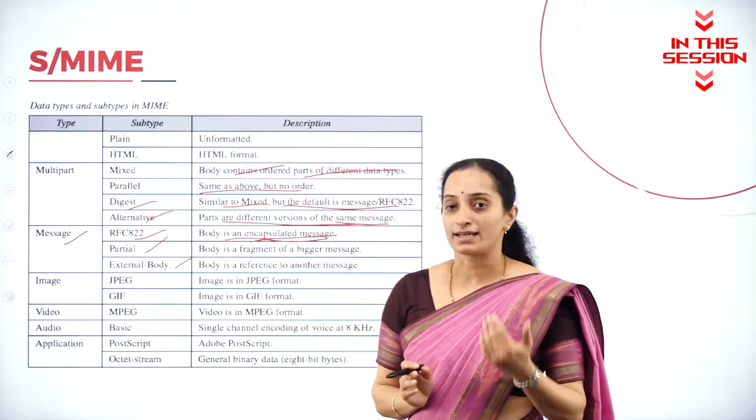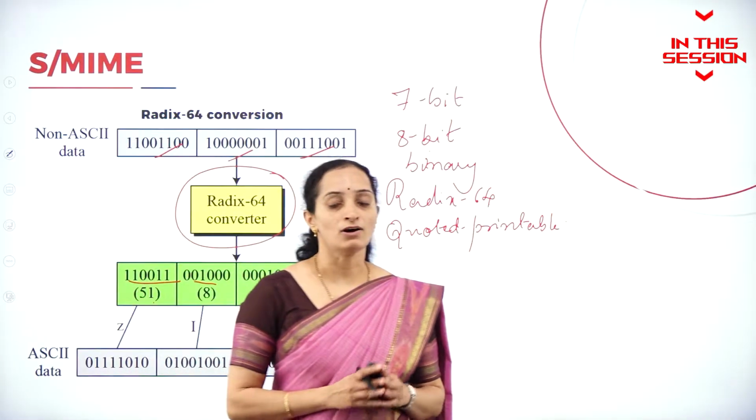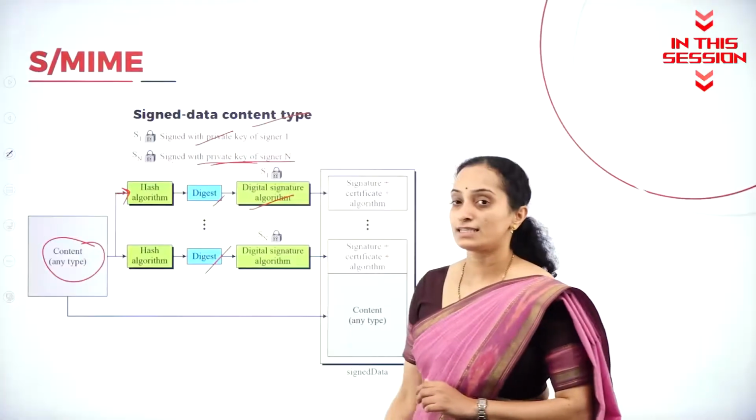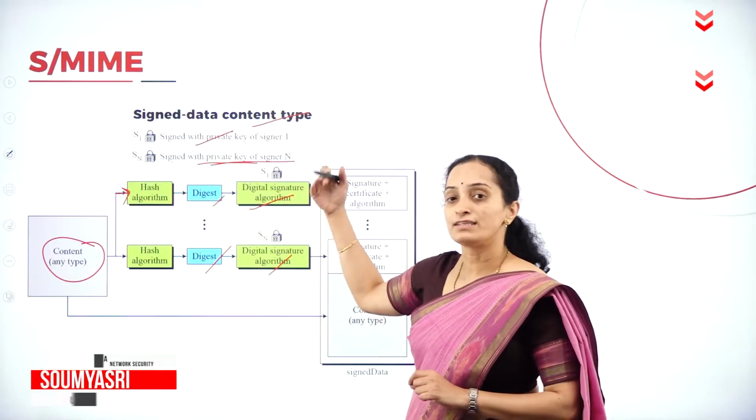It will be encapsulating the message so that the attacker will not get into the message. Email can understand or transmit only ASCII form of the data. The digital signature algorithm is applied for both, but with different keys.